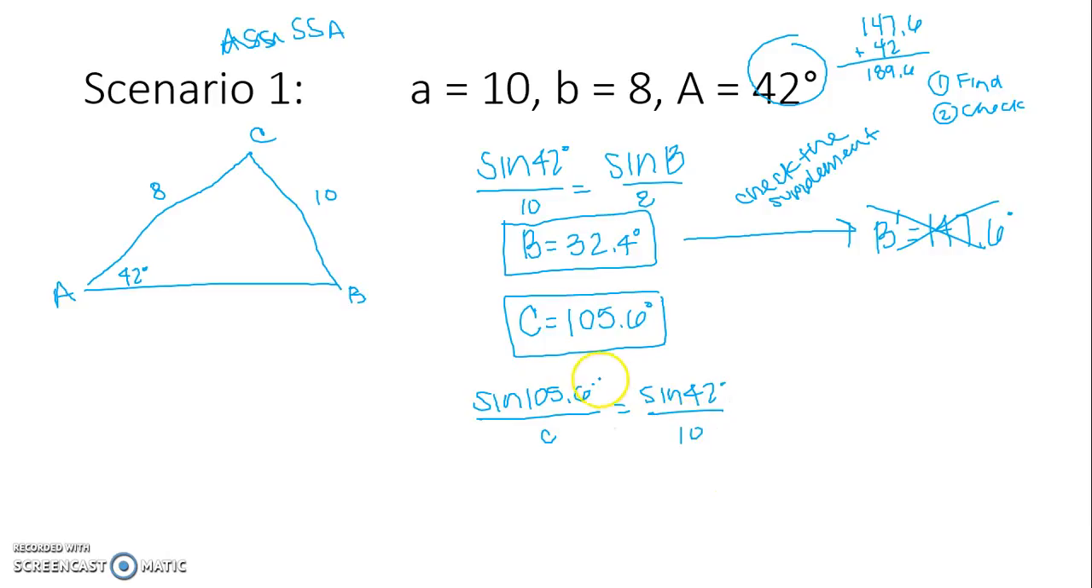Cross multiply, divide, I'm getting that C is 14.4 centimeters. So this just looks like what we've seen so far, but because it was an angle and then two sides, or two sides and then an angle, I have to check to see if there could be a second triangle.